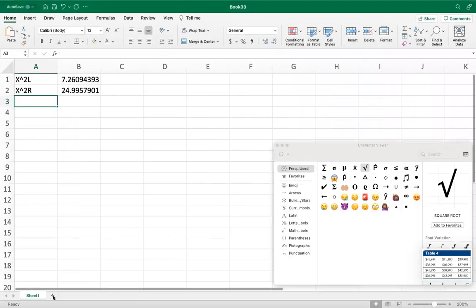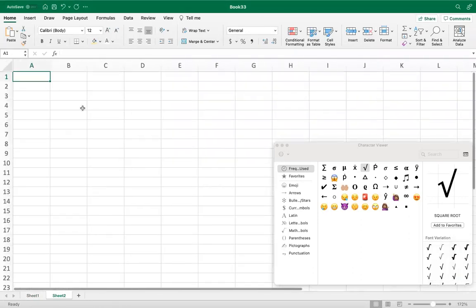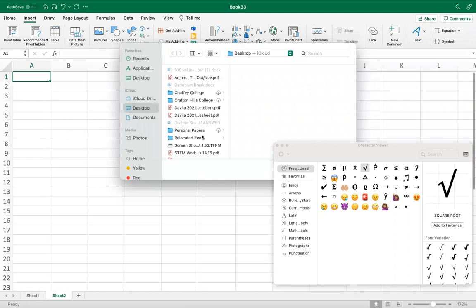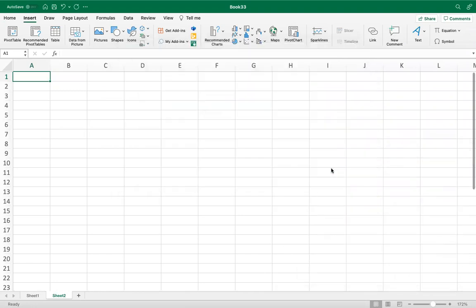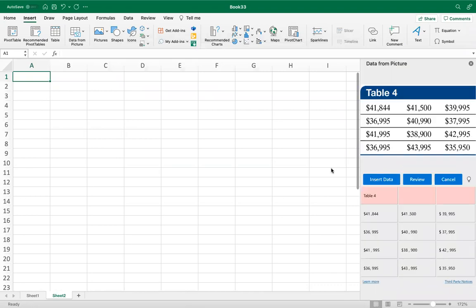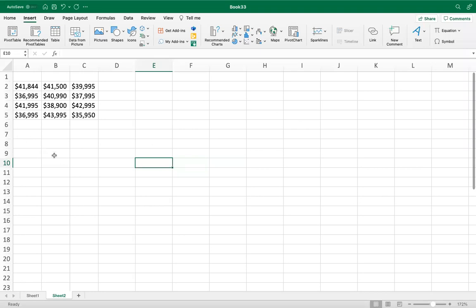We could go right over here to Excel. So coming over this way, insert data from picture, picture from file, and screenshot. And it looks like the data is skewed a little bit, so I'm going to fix this off camera and I'll be right back. Okay, so now that we have this here, let's grab our necessary information.